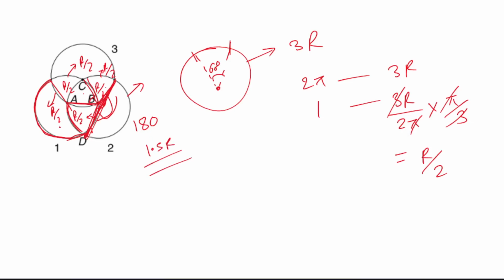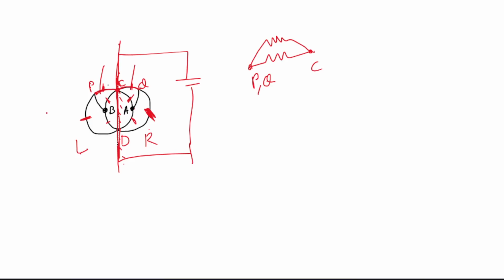Okay, so let's now mark this. When we mark this, what happens? This R by 2 will get overlapped onto this R by 2. R by 2, R by 2 in parallel will become R by 4. Similarly, this will get overlapped onto this R by 2, R by 2 in parallel, R by 4. Similarly, this will get overlapped onto this, again R by 4, right? So this is R by 4, R by 4, R by 4. Similarly, this part is also going to be R by 4, because this will get overlapped onto this.